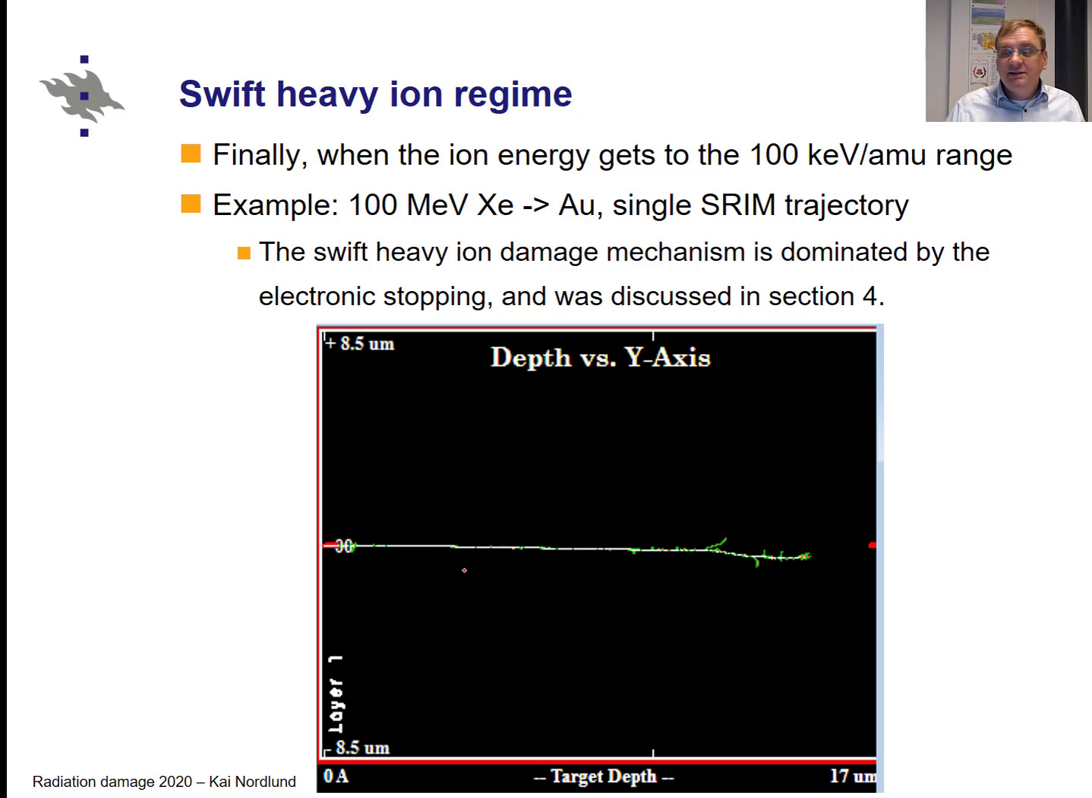Finally, if you keep increasing the ion energy even higher, then we get back to the Swift heavy ion regime. I say get back because this was discussed in section 4 of the course. So in the Swift heavy ion regime, as you hopefully remember, damage formation is dominated by the electronic stopping, the ion travels in a straight path, and the binary collision approximation basically doesn't give any damage, because the binary collision approximation cannot describe damage by electronic stopping.